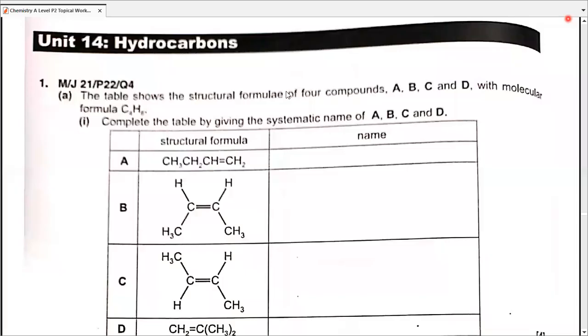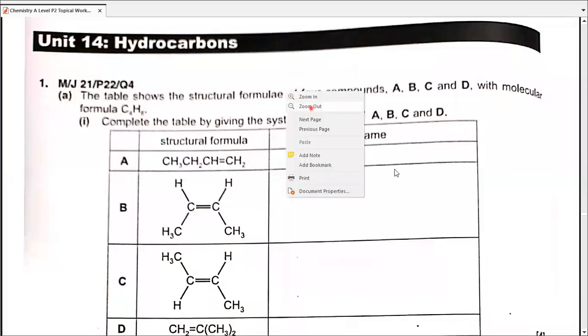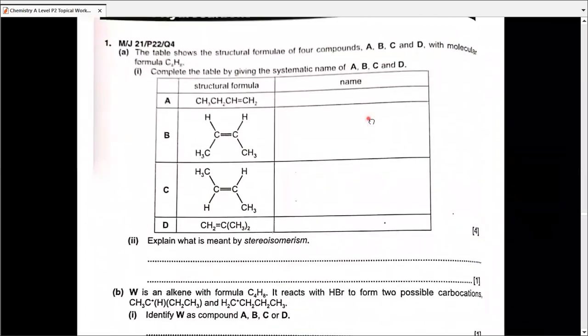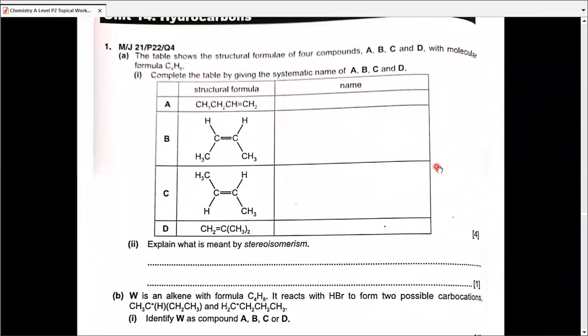Let me zoom it out a little bit. You can see the whole question. That's better. Okay. Question number 1.